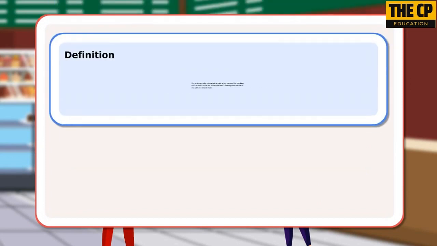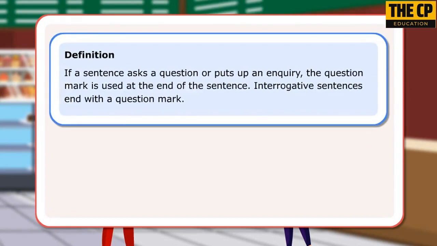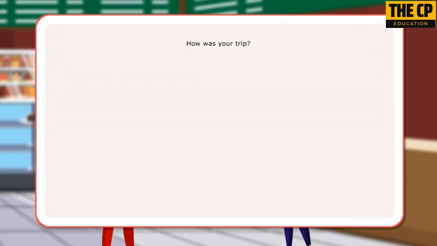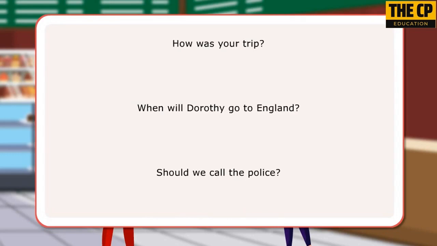Definition. If a sentence asks questions or puts up an inquiry, the question mark is used at the end of the sentence. Interrogative sentences end with a question mark. Let us look at a few sentences. How was your trip? When will Dorothy go to England? Should we call the police?